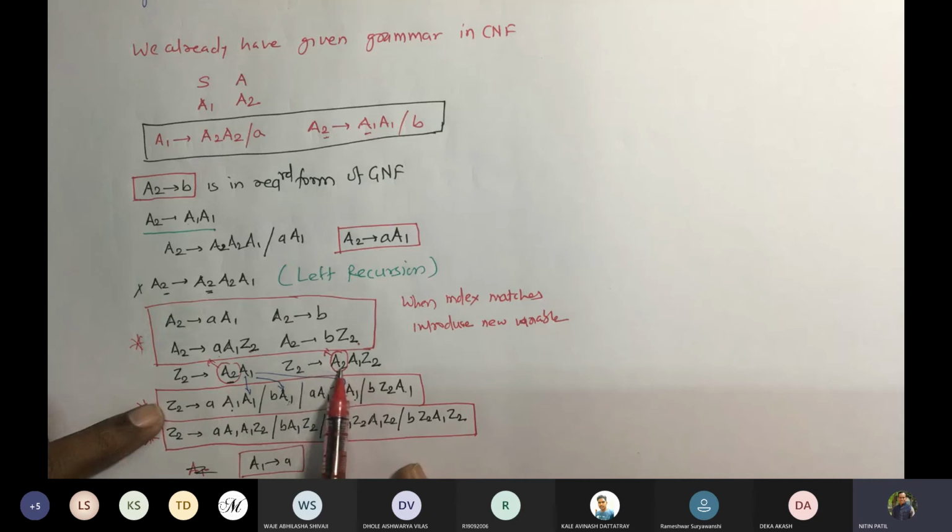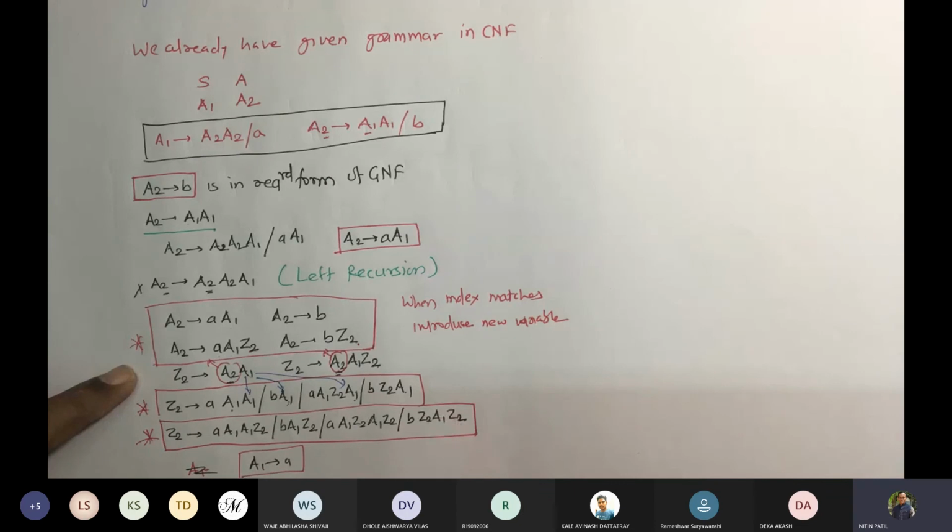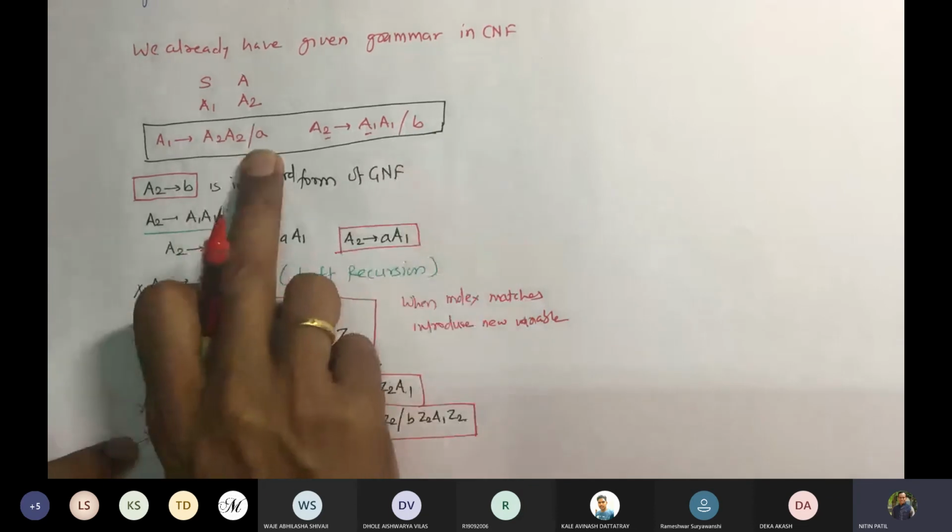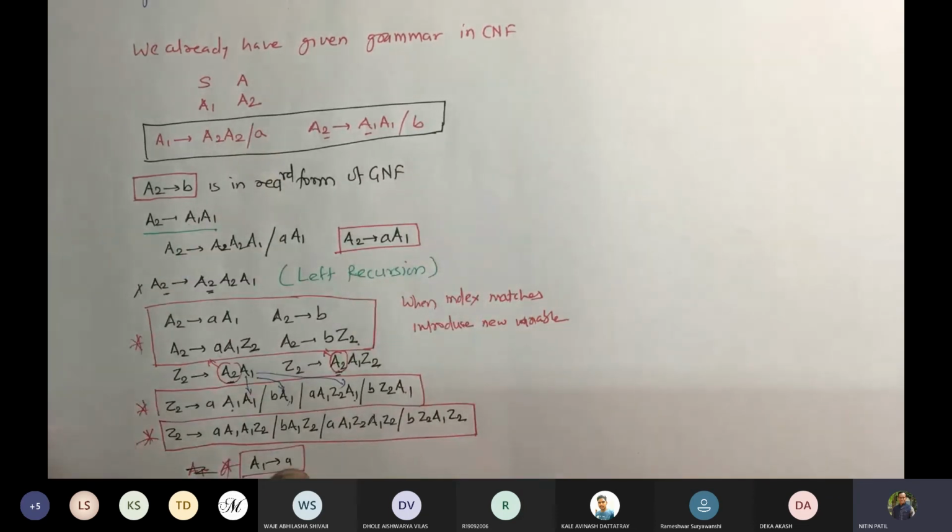Similarly, I took Z2, A2, A1, Z2. I replaced A2 values and I got these four. So these are now in required form of GNF. So then I started with the next. I started with A1 gives A, which is in required form, so I am not caring about it.